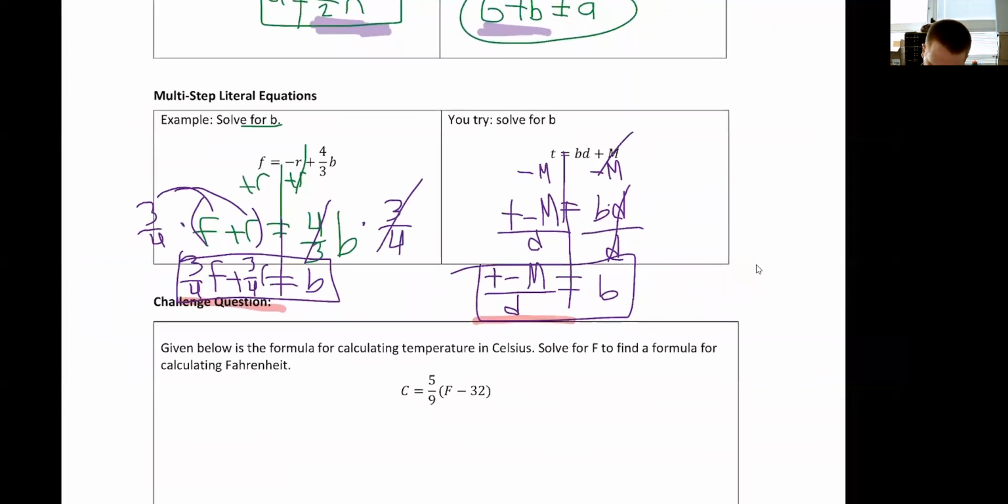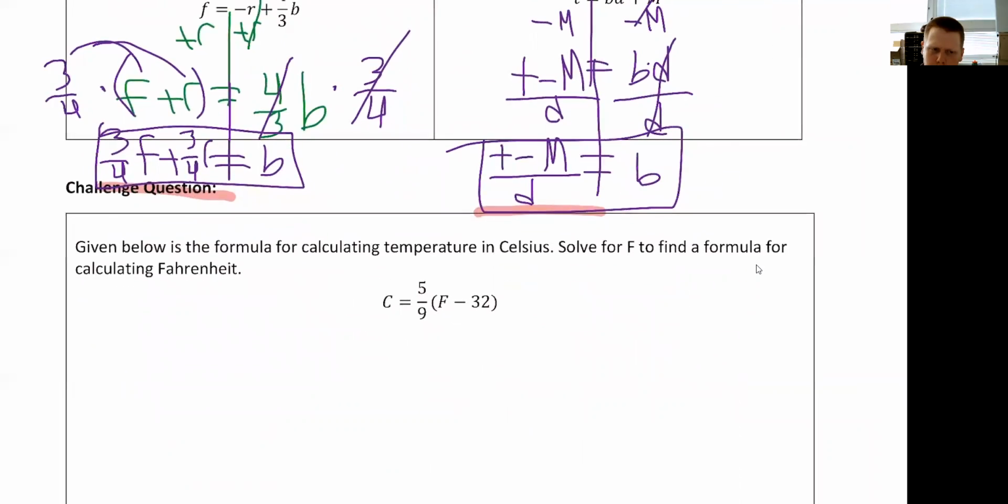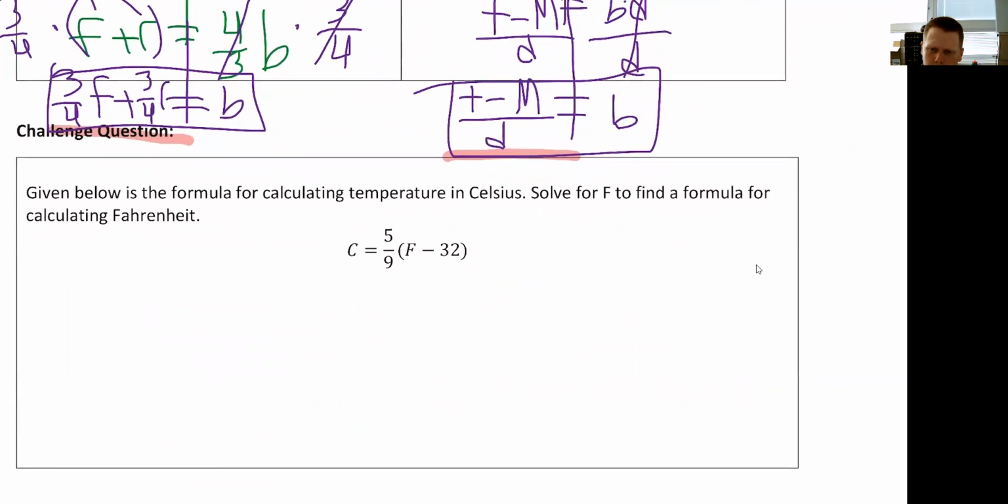And as people are finishing up this video, I'm going to ask that you try this challenge question. This is an example from a science class where you would very commonly see literal equations. You're going to try and solve this equation that tells you how to get Celsius in temperature. You're going to solve it for F, or come up with a formula to solve for Fahrenheit if you know Celsius. We'll go over this question shortly together.